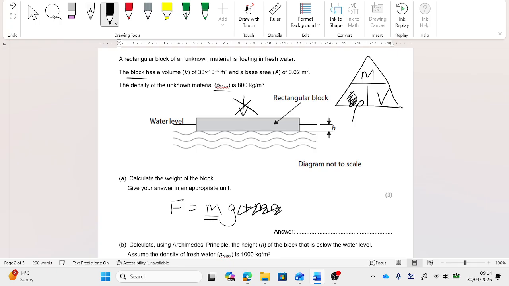So the first thing I'm going to check is whether we're given SI units, and therefore we're given meter cubed and kilogram per meter cubed, and both are already in SI units. So we can multiply rho by volume to get the mass. So if I write it here, rho is 800 multiplied by the volume, 33 times 10 to the power minus 6, and that's your mass, times the gravitational pull, which is 9.81. If you put that in the calculator, you will get your answer.